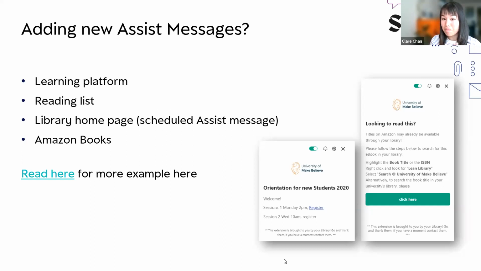The same conversation came up about Amazon, because with ebooks on Amazon, sometimes they don't have a very good system of documenting ISBNs. So what we suggested the client do is add a message for the Amazon website, and just say, are you looking to read a book? If you don't see any pop-up, highlight the book title or the ISBN, and then right click to search against your library discovery, and hopefully you will find the book there.